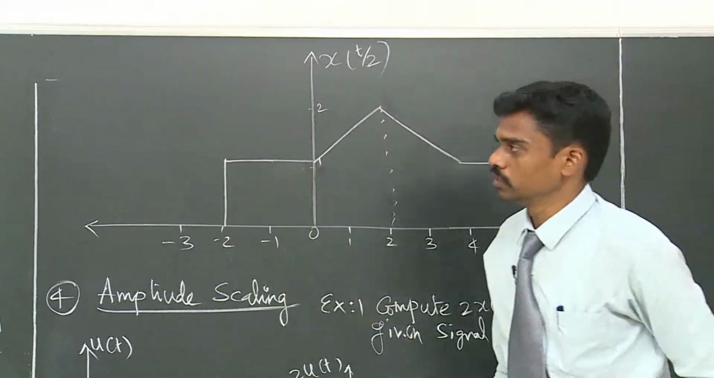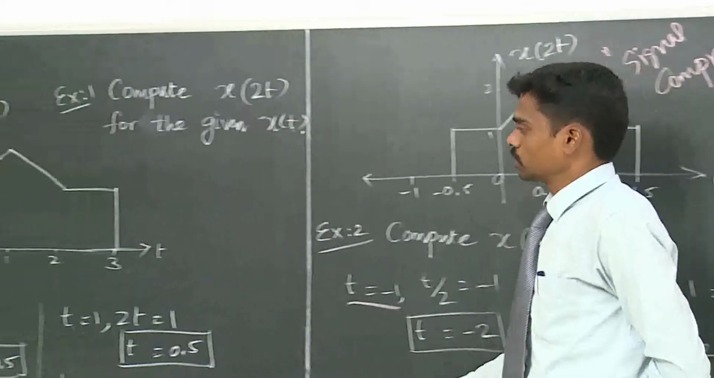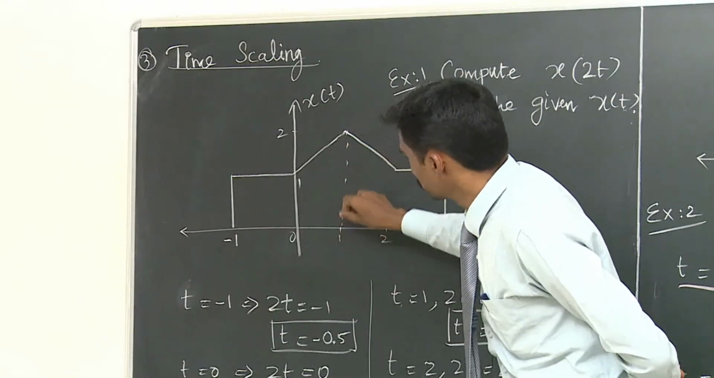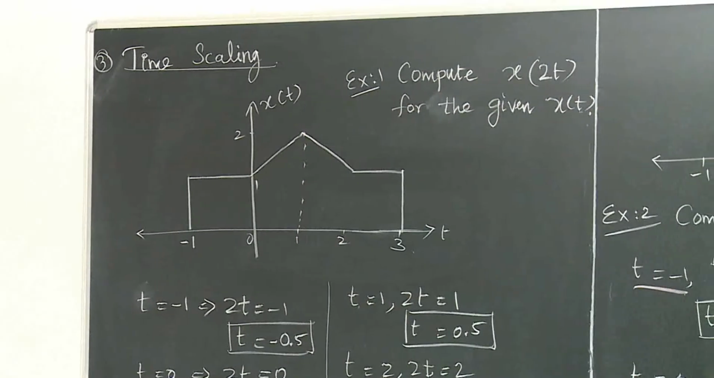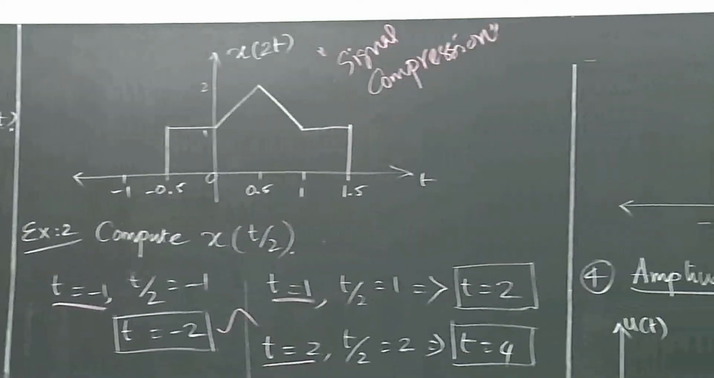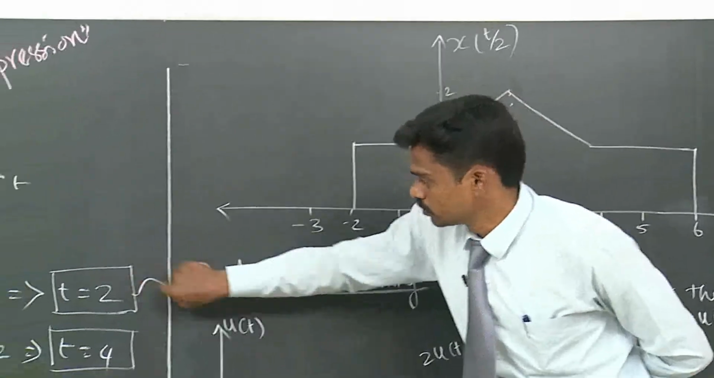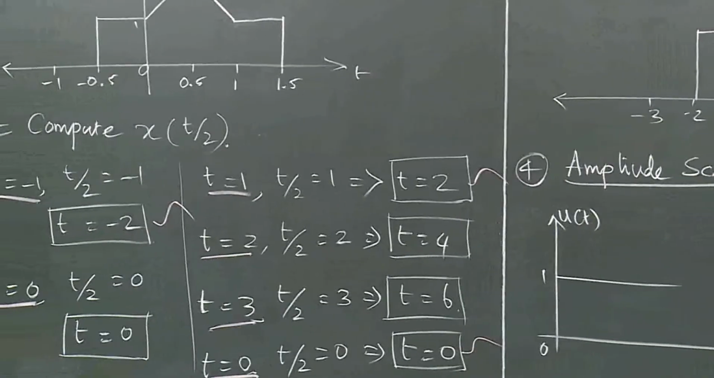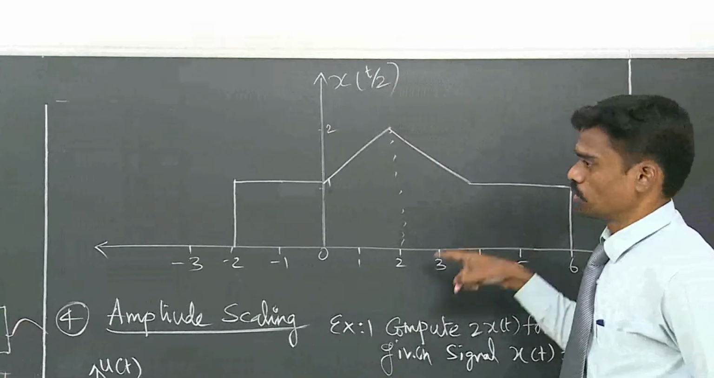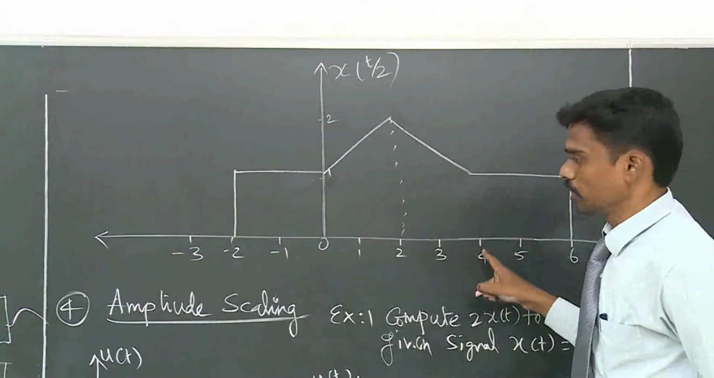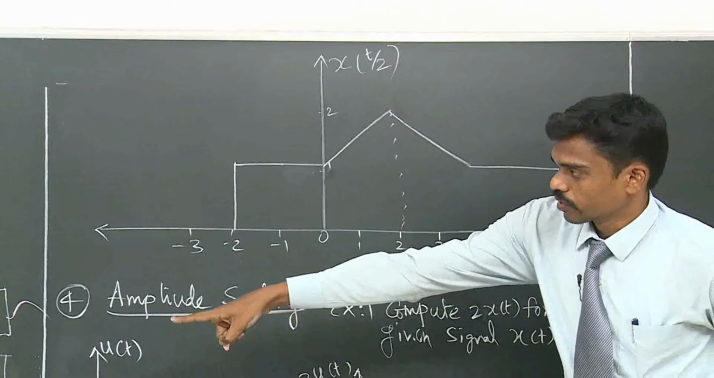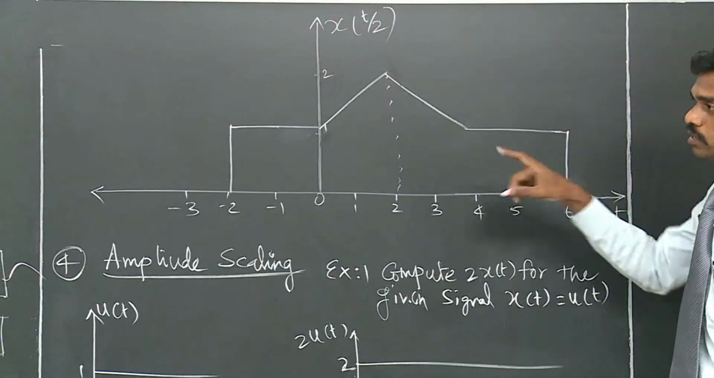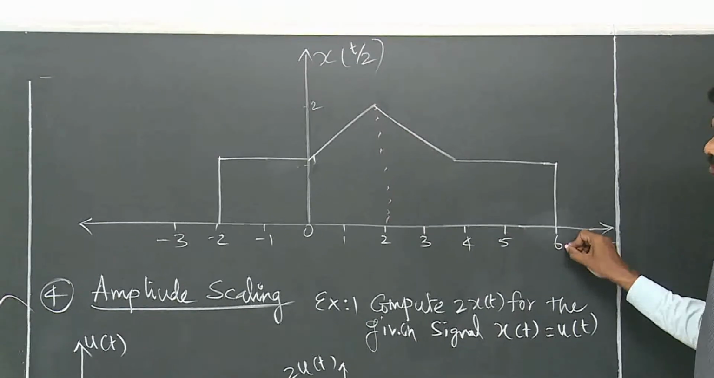There, the one position in x of t, given x of t. So I want to highlight this. The one position is shifted to 2. See here, this one. Then the second position, t is equal to 2, is shifted to 4. There the 2 position is shifted here. And again the third position is shifted to 6.